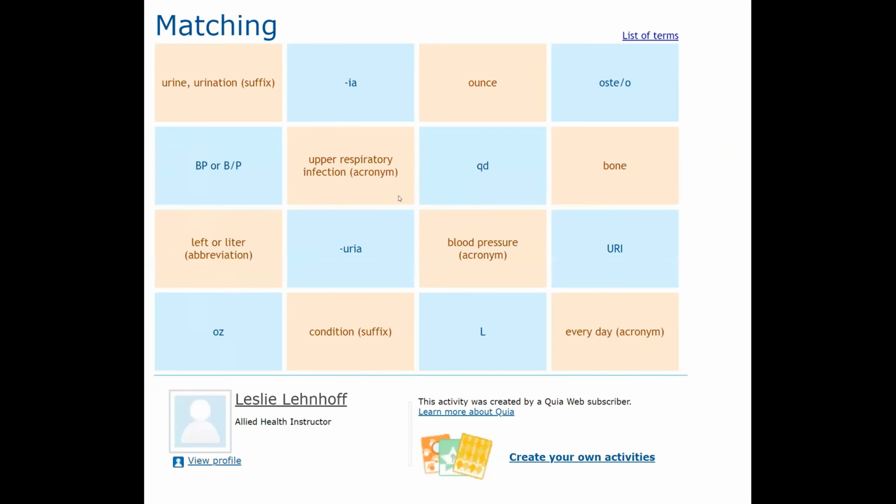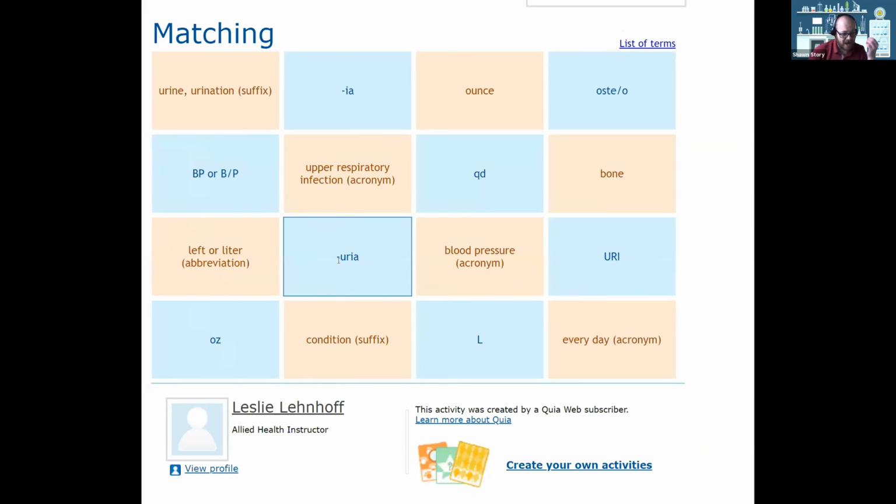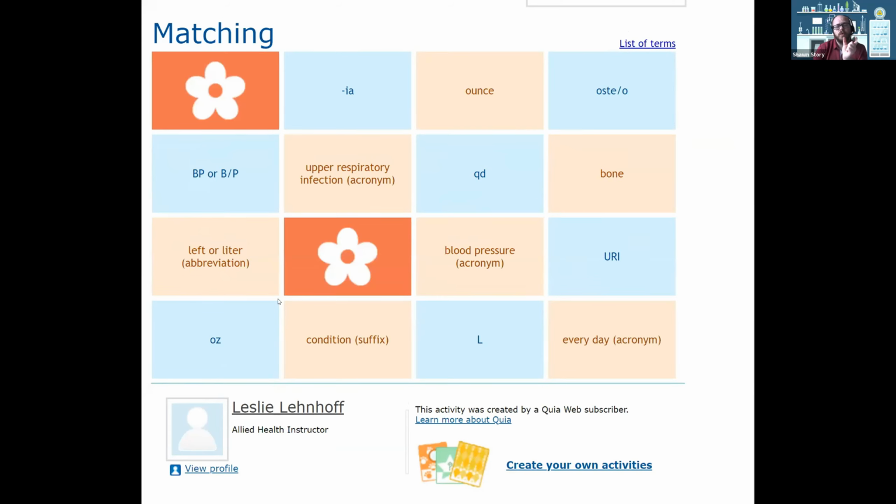Urine and urea. Yes, urea and urine. Give me some other words using the root word urea. Last week we talked about a whole bunch, how we could add those to different things. There's hematuria, which is blood in the urine. Yep, we can start putting those root words together. QD for every day. Oh, say that one more time, Maurice. We got every day.